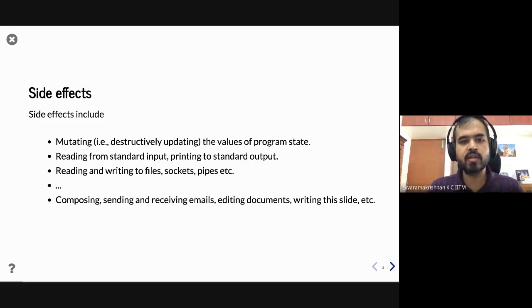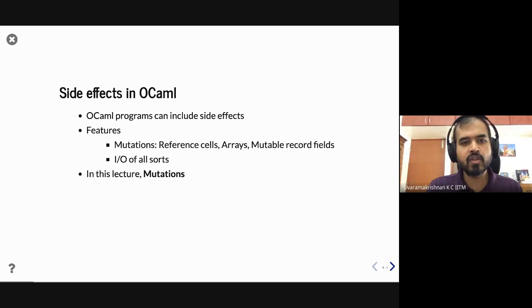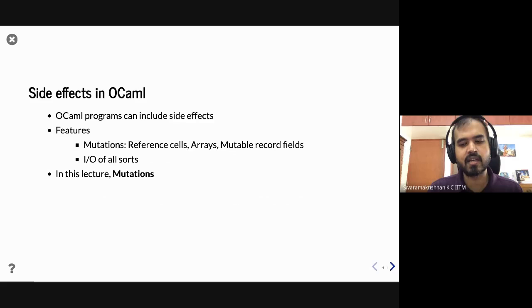So that is one, and destructively mutating state, that is the other one. In broad classes, there are two sorts of side effects. One is mutations, right? Changing the program state destructively. OCaml has a bunch of features for this. We have what are known as reference cells, arrays, and mutable record fields. So that is one. The other box is IO, input output of all sorts.